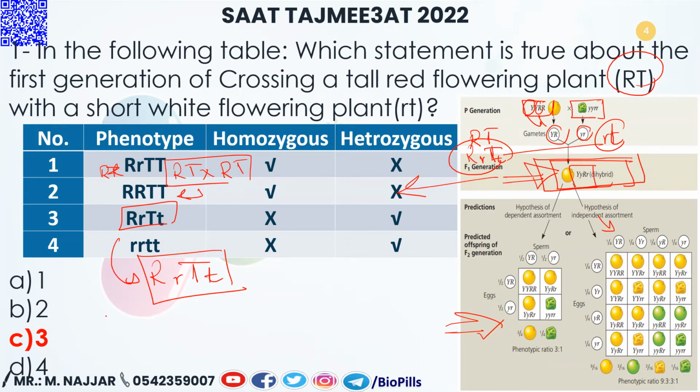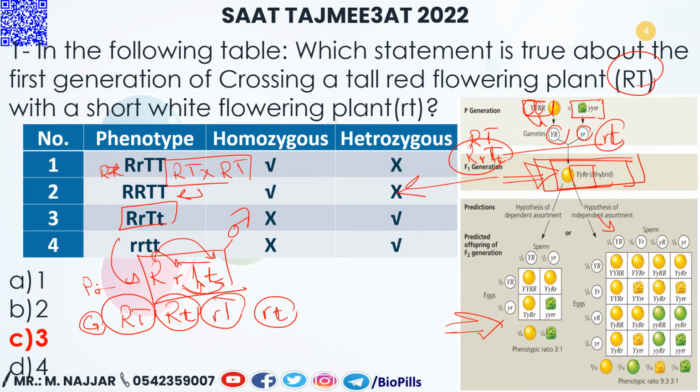The gametes will be as follows, here are the parents. So R capital with T capital, so R capital T capital in one sperm cell, if we assume that this is the male. And R capital with T small, so another R capital T small. And then R small with T capital, so R small T capital. Then R small with T small, R small T small. This is for the male.